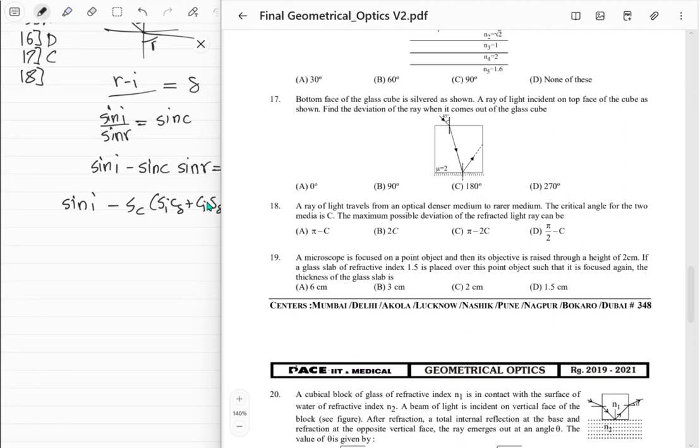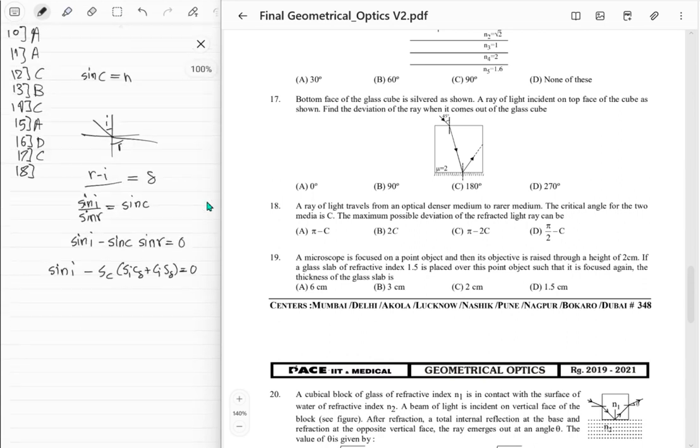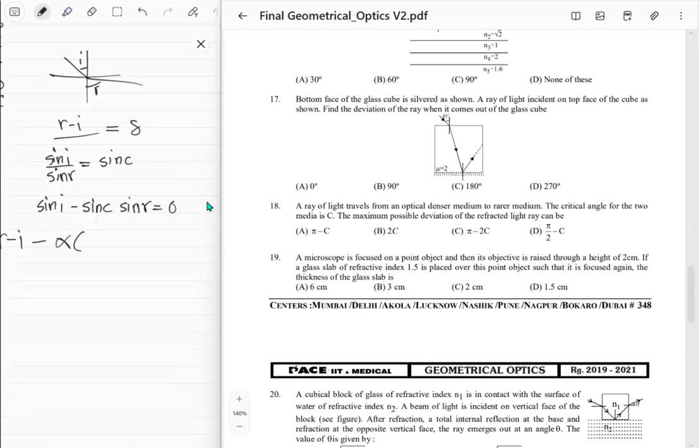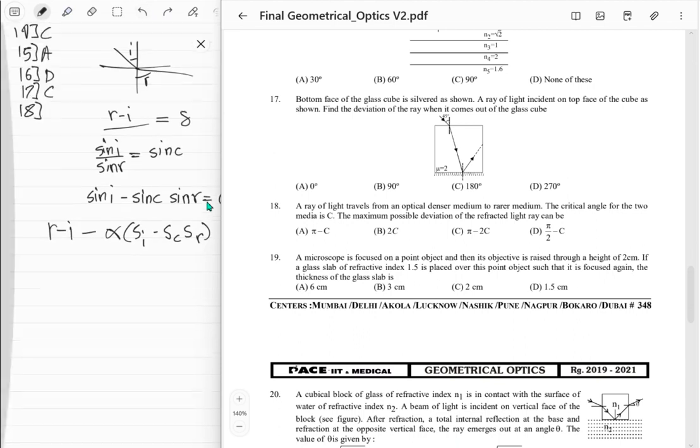So we want to maximize delta, but how is this going to work? We got all of this trigonometry. It won't work. You will have to figure out something else. You will have to use the Lagrangian multiplier method to get this done. So just do it. Our function that we will consider is just R plus I minus some multiplier alpha times sine I minus sine C sine R, which is 0, and you just want to maximize this function.